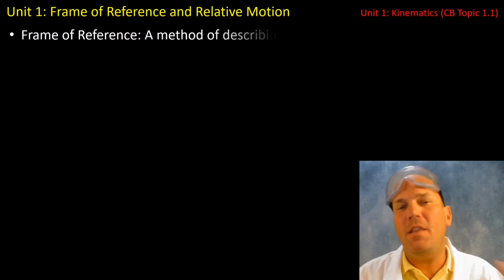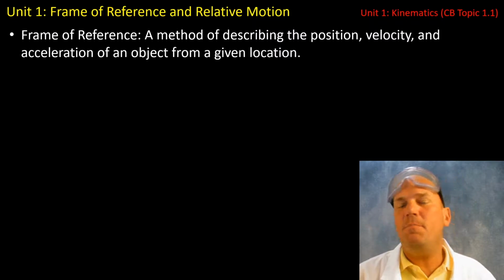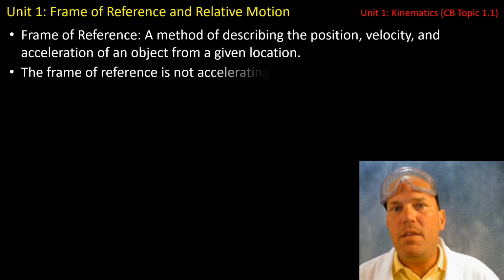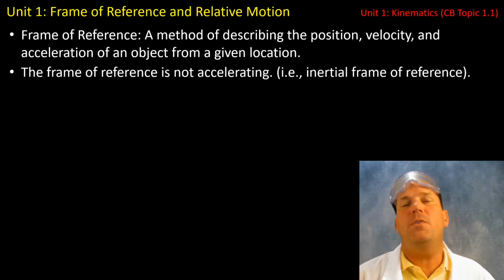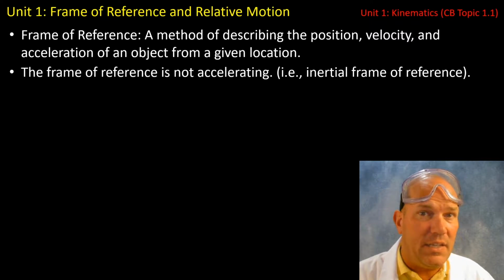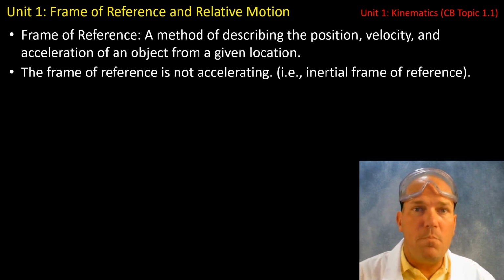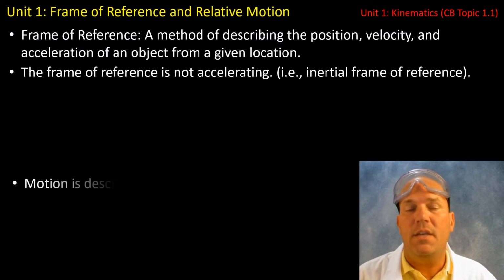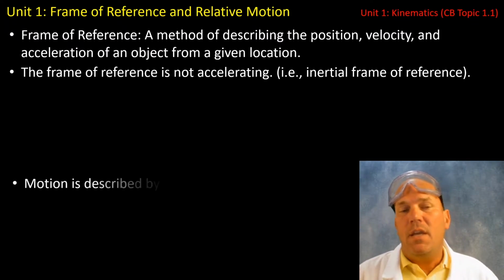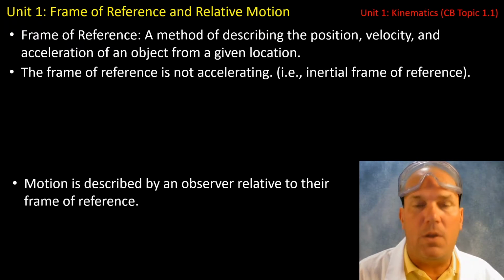All right, in this video, I'm going to talk to you about frame of reference and relative motion. So the frame of reference is simply a way of describing position, velocity, and acceleration from a given location. Now, in this course, we will be using what is referred to as the inertial frame of reference. This is a frame of reference that is not accelerating. In other words, this frame of reference is either stationary or moving at a constant speed. This motion can be described by an observer, but it's relative to their frame of reference. That's what this video is all about.